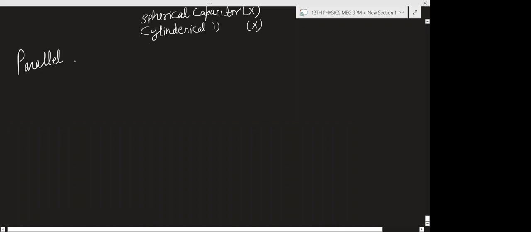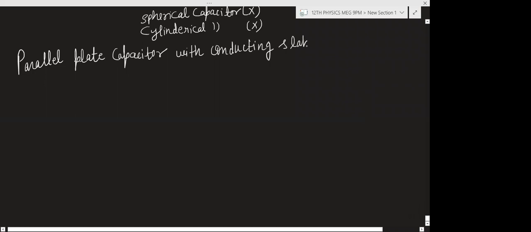So, parallel plate capacitor with conducting slab partially filled in between the plates.